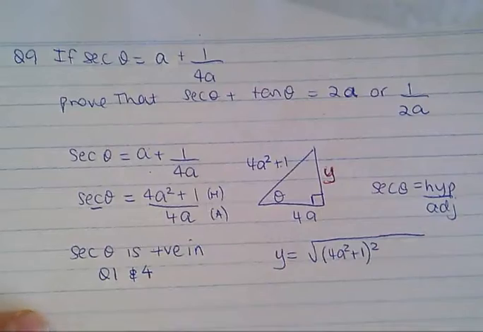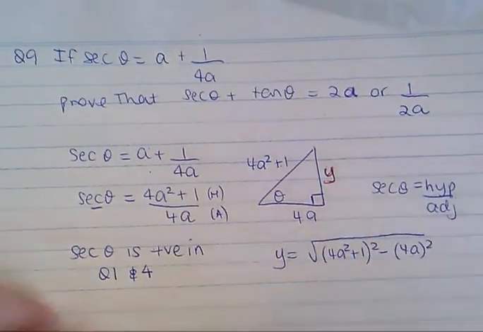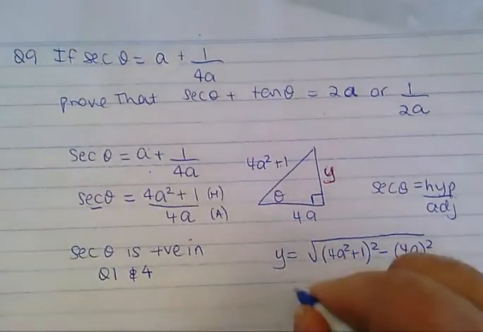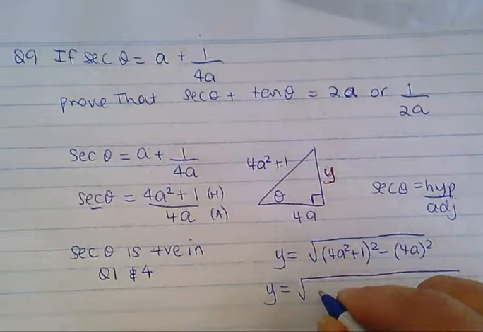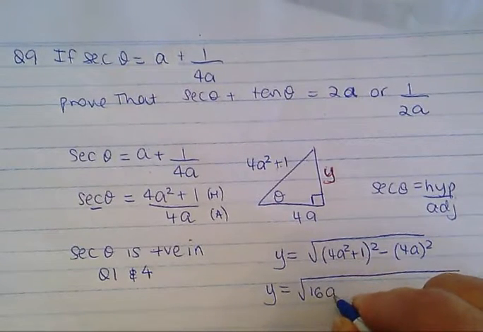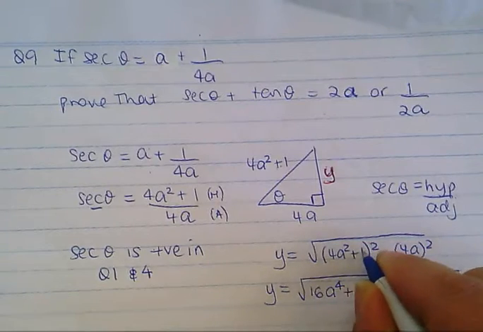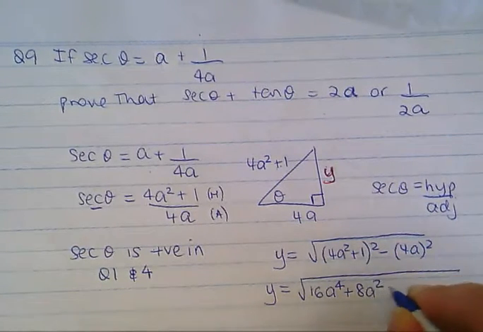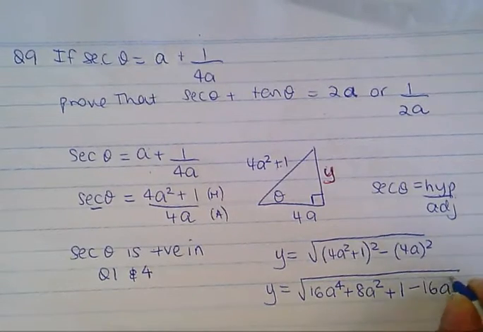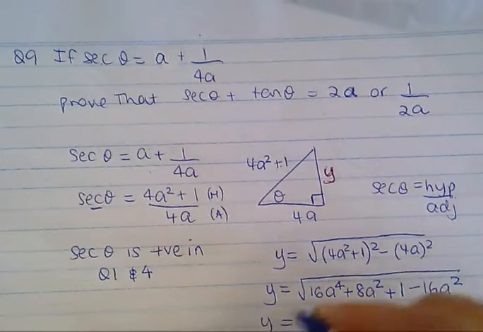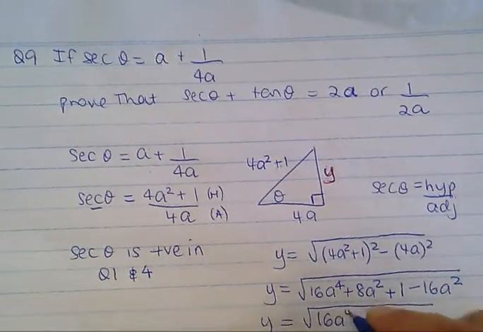We good? So therefore, y equals the square root of 4a squared plus 1, all squared, minus, in brackets, 4a squared. Do you understand why I'm squaring it? It's longer side squared minus shorter side squared. So y equals the square root of, let's expand this, 16a to the power of 4 plus 2 times that, 8a squared, plus 1, minus 16a squared.